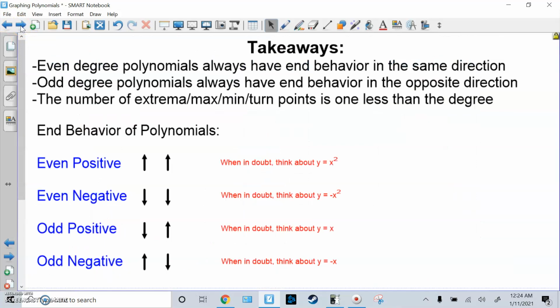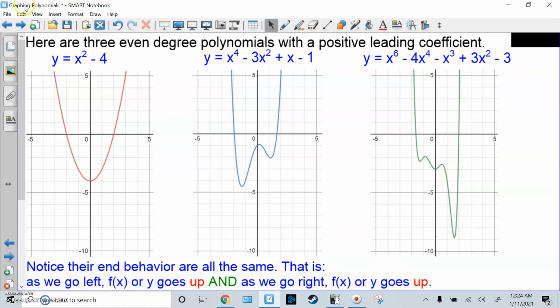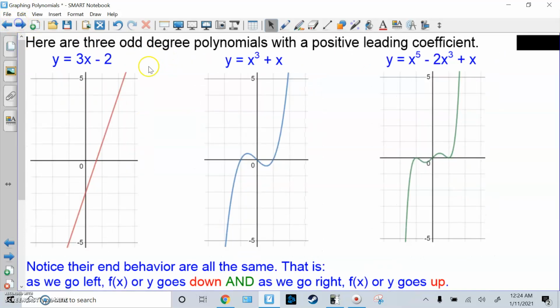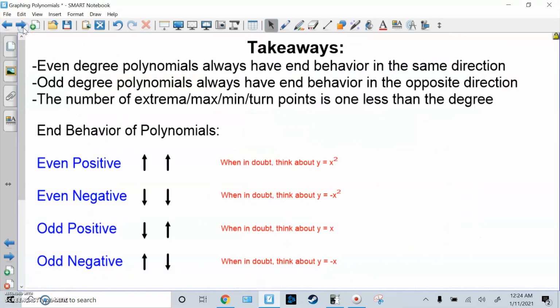Alright, so the takeaways: even degree polynomials always have end behavior in the same direction. Odd degree polynomials always have end behavior in the opposite direction. So in case you didn't notice, here it was up and up, same way. Down and down, same direction. Those are both for evens. Then for odds, it's one of each. One's down, one's up, and there's the reverse. Here's up, here's down. Alright, and then the number of extrema, max, min, turning points is always one less than the degree.